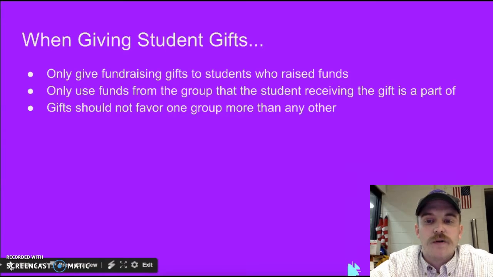And gifts should not favor one group more than any other. Now, this is something I think is probably common for principals to have to deal with. There's probably always a lot of people complaining that one group gets this or gets that and this group doesn't. That's just something that goes on every day because we don't know the numbers of those other groups and what's really going on.